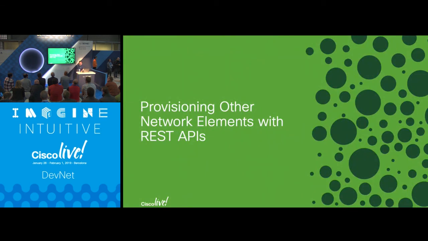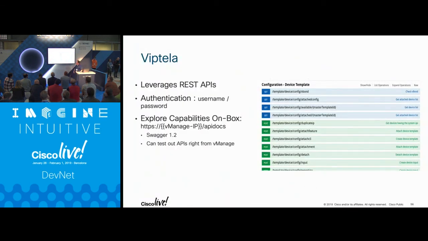Now we've also built APIs, as I mentioned, with other device types themselves on the REST world. So as an example, Viptela will also leverage APIs, right? In the Viptela, it's going to be a username password authentication, right? And that's how you would get the authentication done in order to leverage those calls. One of the things we have in the Viptela space is there's actually an on-box REST API explorer page, if you will. It's here, the IP address of your vManage/API docs. And in there, you'd get a page that looks like this, right? It's built off of Swagger 1.2 release.